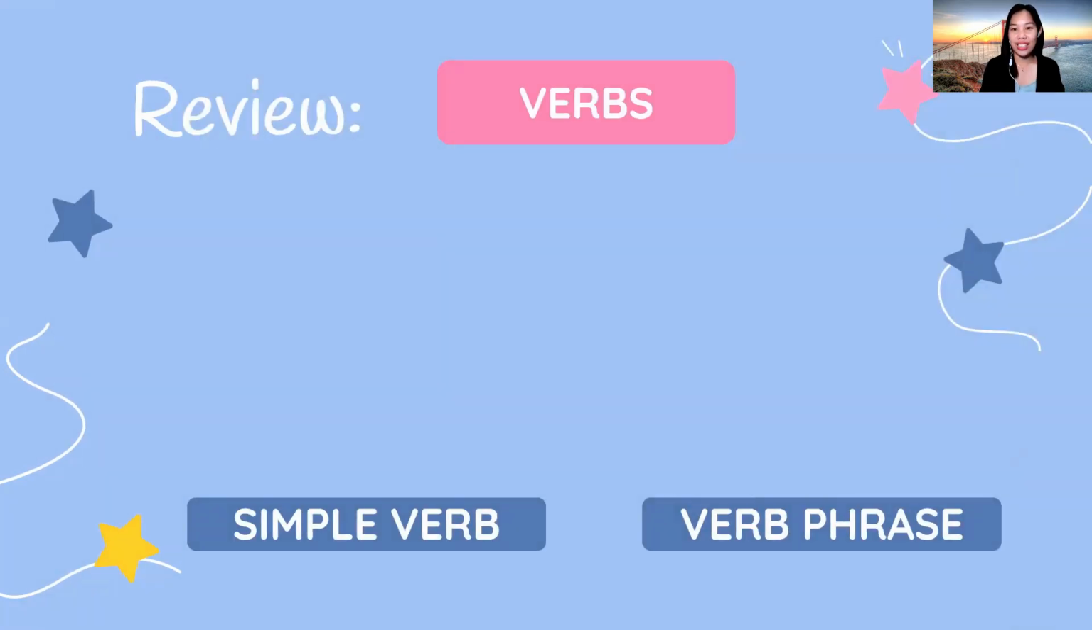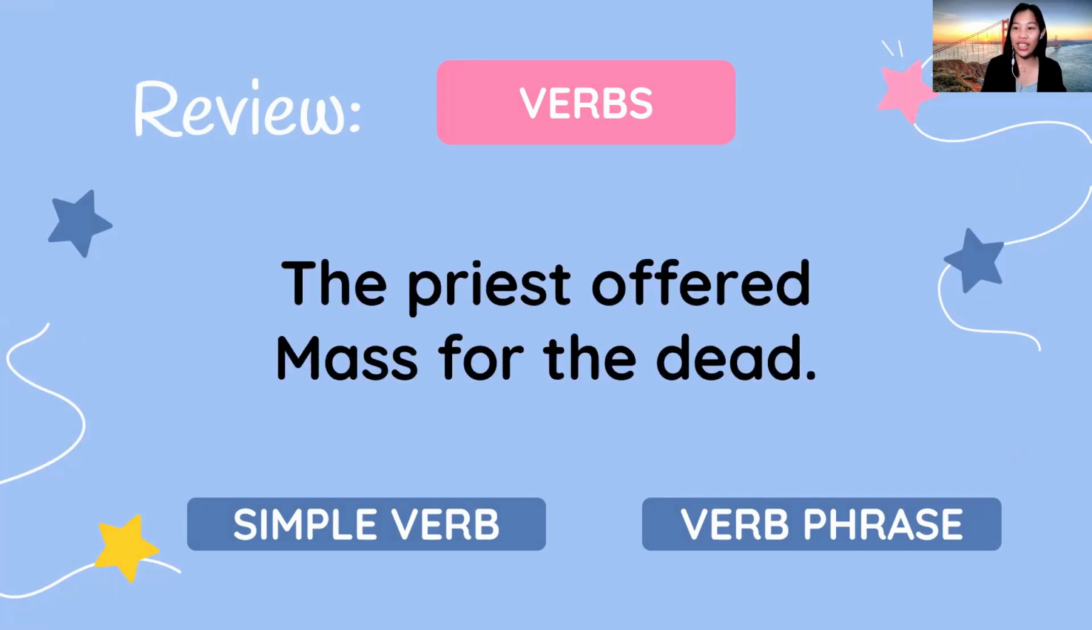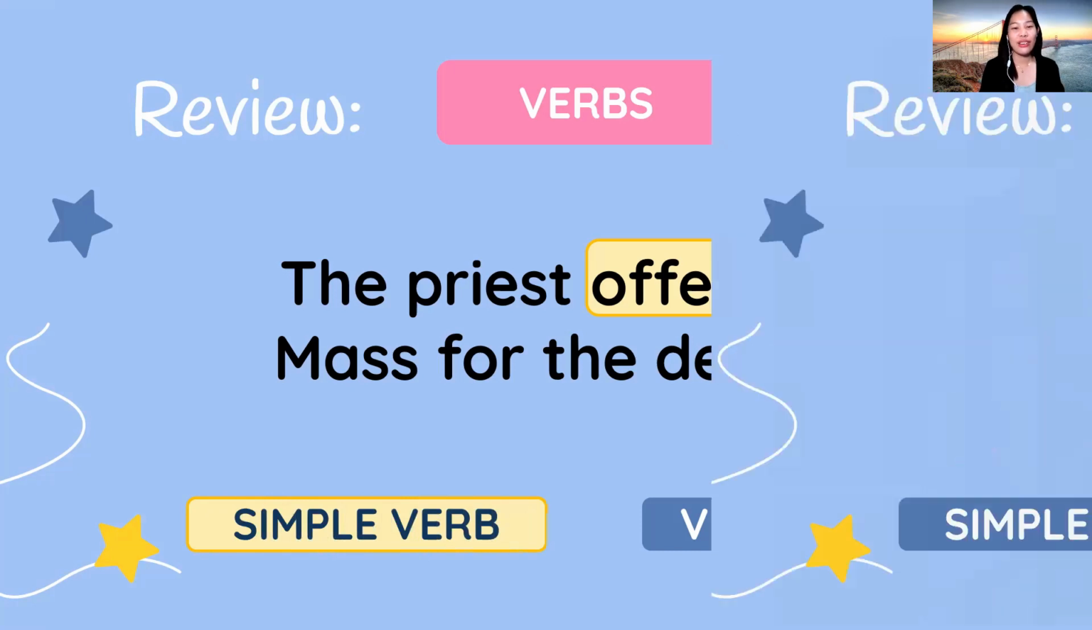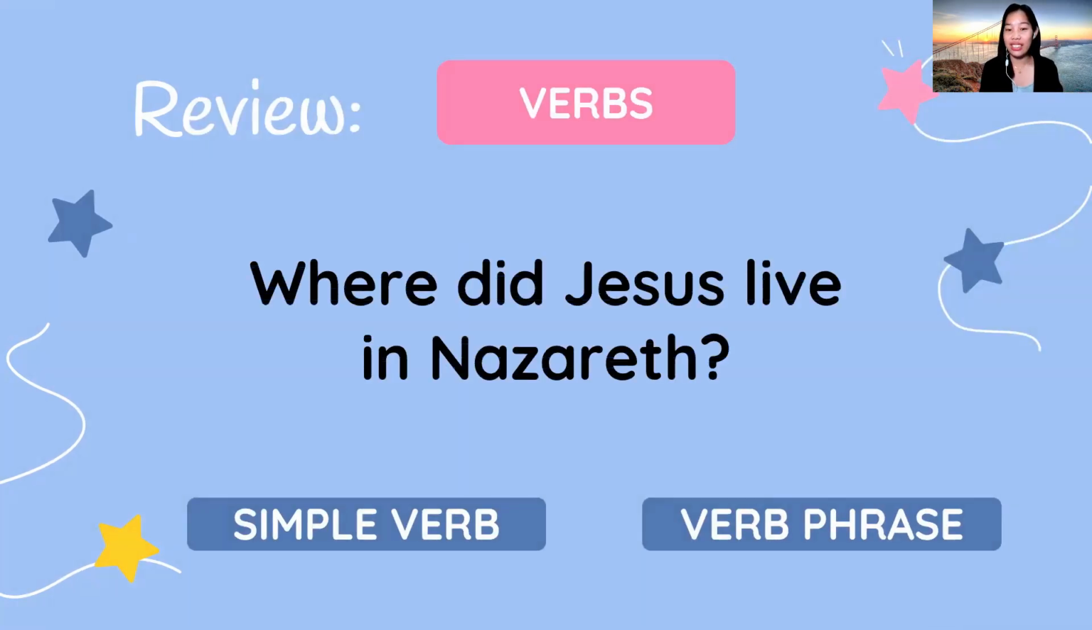Let us now check if you can still remember how are we gonna identify if the verb in the given sentence is a simple verb or a verb phrase. Kindly read the sentence. Thank you. So which in this sentence shows action? Correct. Offered. So when we say offered, is it a simple verb or a verb phrase? Simple verb, exactly.